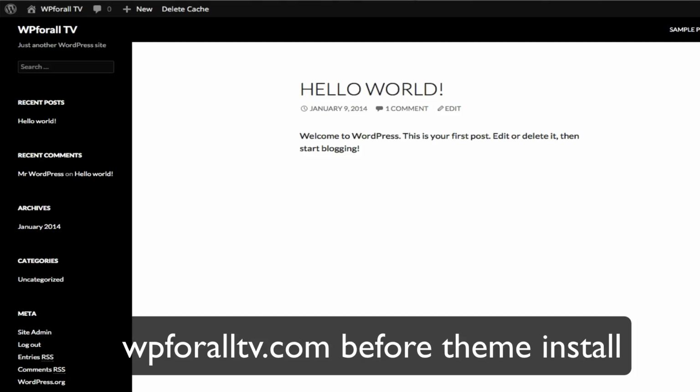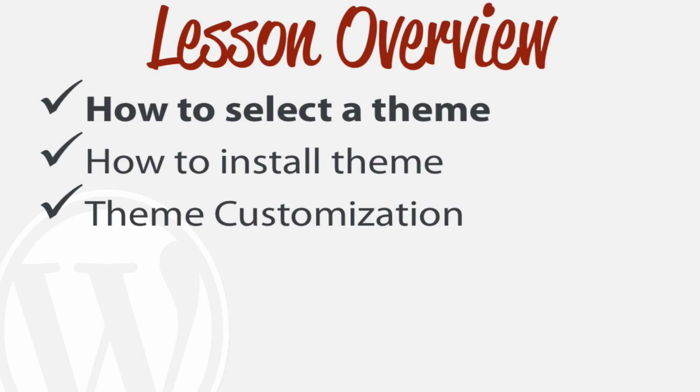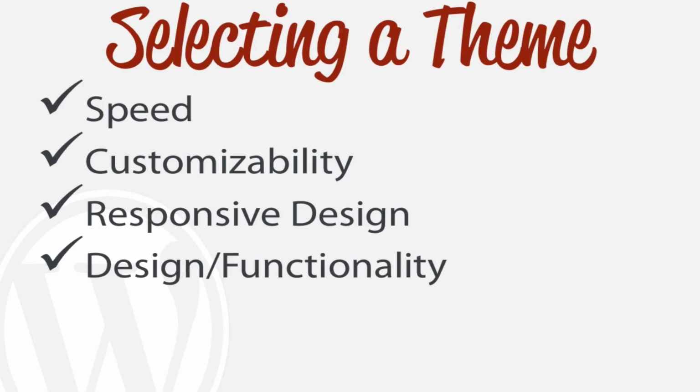If you recall correctly, the theme that we have on our website is just the default WordPress theme, which is actually called the 2014 theme. And the first thing that we're going to be talking about is how to select a theme. The reason is simply that there are better themes than others. I've listed the criteria for how to select these themes, and I put them in order of importance.